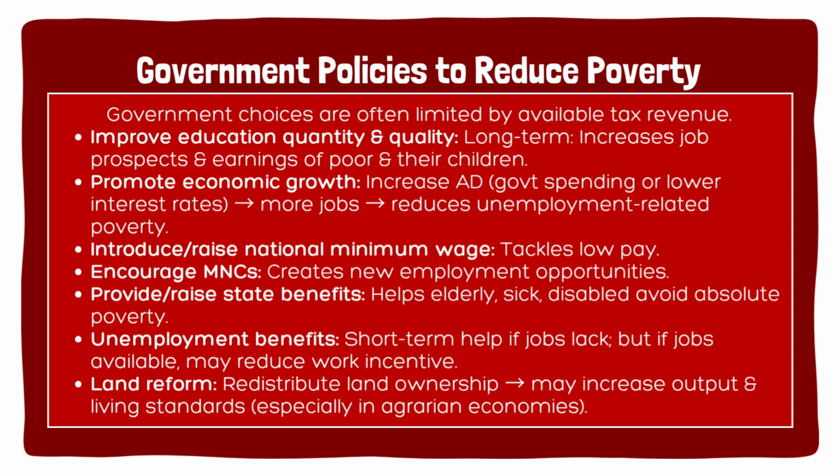Governments can adopt various policies to reduce poverty, although their choices may be limited by available tax revenue. Improving the quantity and quality of education is a key long-term strategy, as it enhances job prospects and earning potential. Promoting economic growth through measures such as increased government spending or lower interest rates can boost aggregate demand, leading to higher output and job creation. Introducing or raising a national minimum wage can help those in low-paid jobs achieve better living standards. Encouraging multinational companies to invest in the country can also create employment opportunities. Additionally, governments can provide benefits, particularly for the elderly, sick, or disabled, to help them avoid absolute poverty.